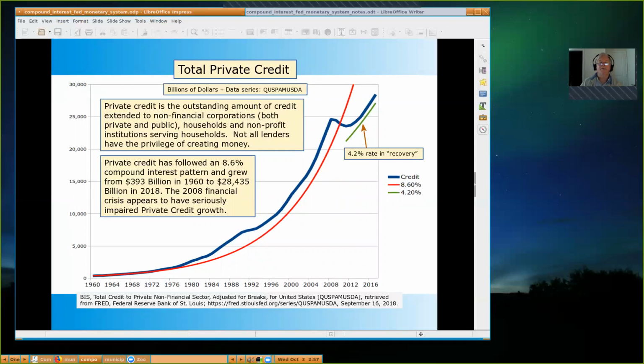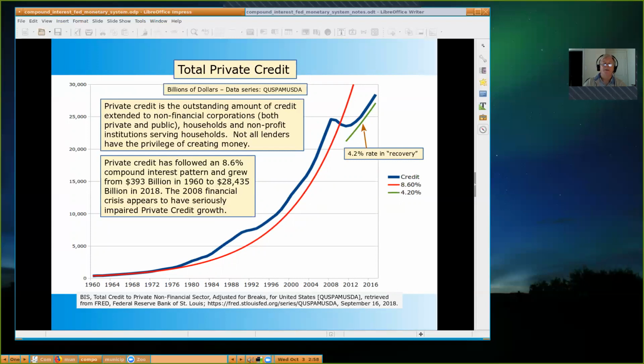Now, private credit, total private credit. Here, this is credit extended to non-financial corporations, public and private households, and non-profit institutions serving households. Not all lenders have the privilege of creating money, and I think that's an important point. It's the commercial banks, the banking cartel, that has the privilege of creating money. Other lenders like finance companies, or maybe people on Wall Street who buy municipal bonds, did not create the money that they lend out, so that's in addition to whatever the banks are doing.